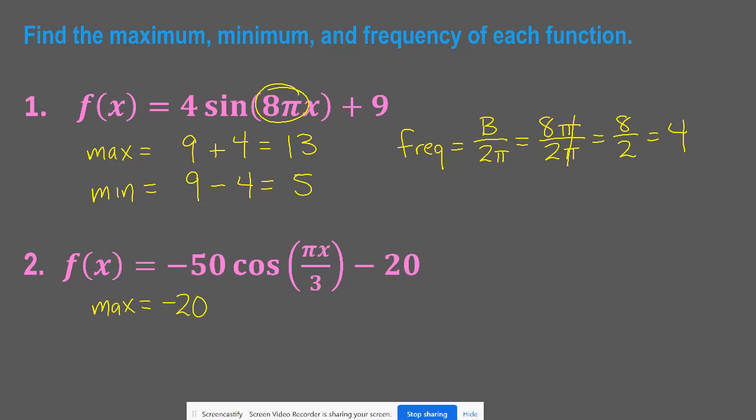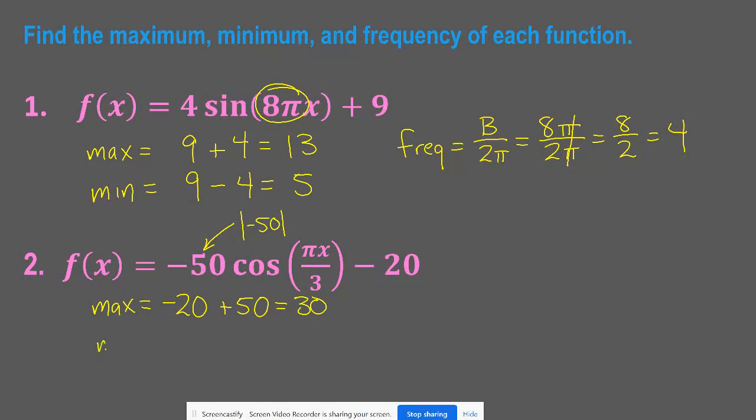Then we're going to add the amplitude. Now remember, amplitude is an absolute value. So even though this says -50, the amplitude is +50. You always take the absolute value of this number to find your amplitude. So it's -20 plus +50, which will give you 30. So the maximum point here is 30.